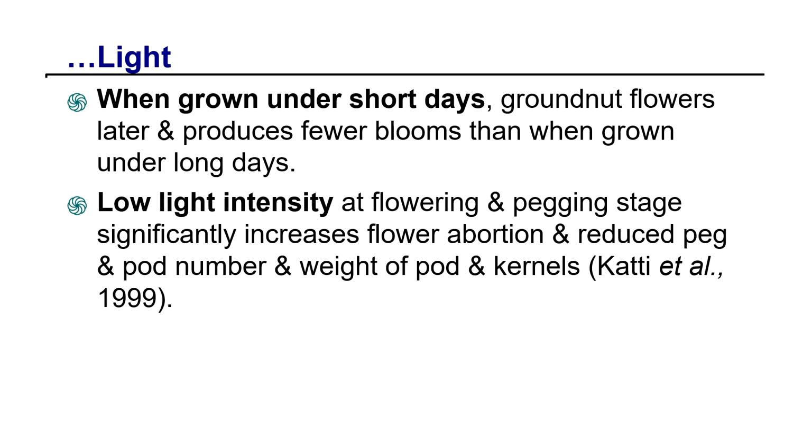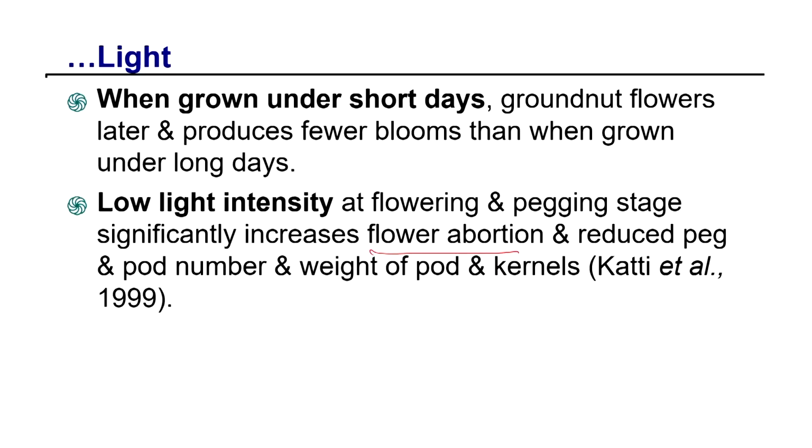Low light intensity at flowering and pegging stage significantly increases flower abortion and reduces peg and pod number and weight of the pod and kernels. It is mainly because of reduction in photosynthesis. So organic matter or dry matter is not available for the development of flowers, pods and other parts of the plant. Hence light intensity is really very important for getting good yield of this groundnut crop.